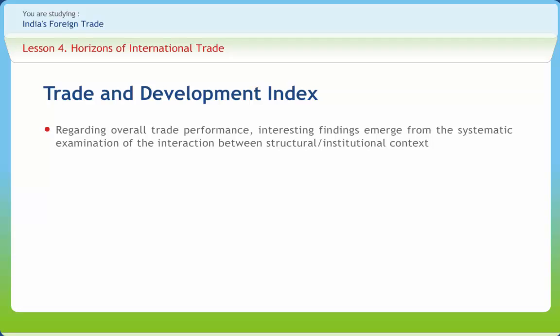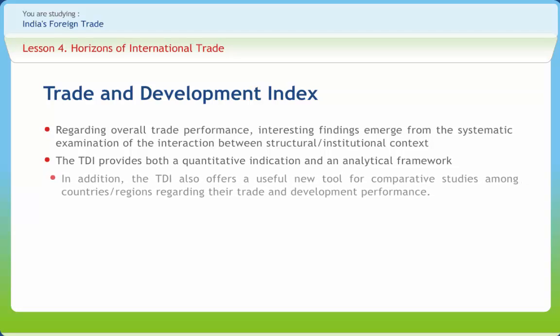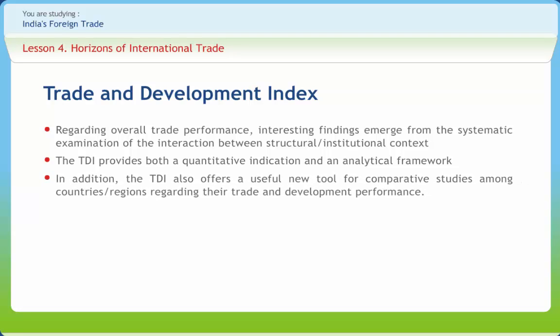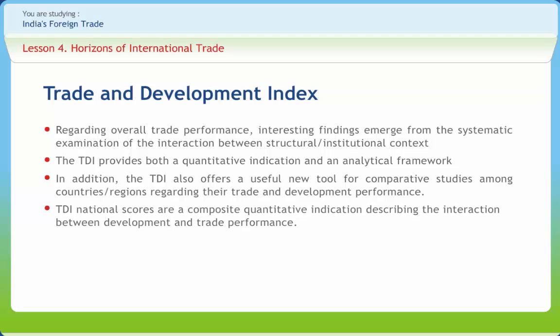Regarding overall trade performance, interesting findings emerge from the systematic examination of the interaction between structural or institutional context, trade policies or processes, and the trade and development performance provided by UNCTAD's Trade and Development Index, TDI 2007. The TDI provides both a quantitative indication and an analytical framework to identify how well trade and development are integrated in an individual country, based not only on its trade and development performance, but also on key factors affecting this joint performance. In addition, the TDI also offers a useful new tool for comparative studies among countries or regions regarding their trade and development performance.